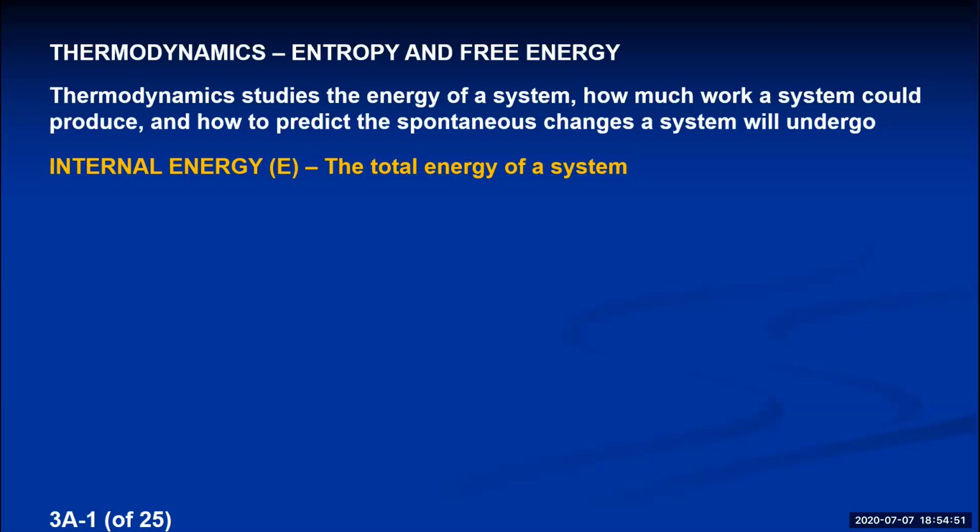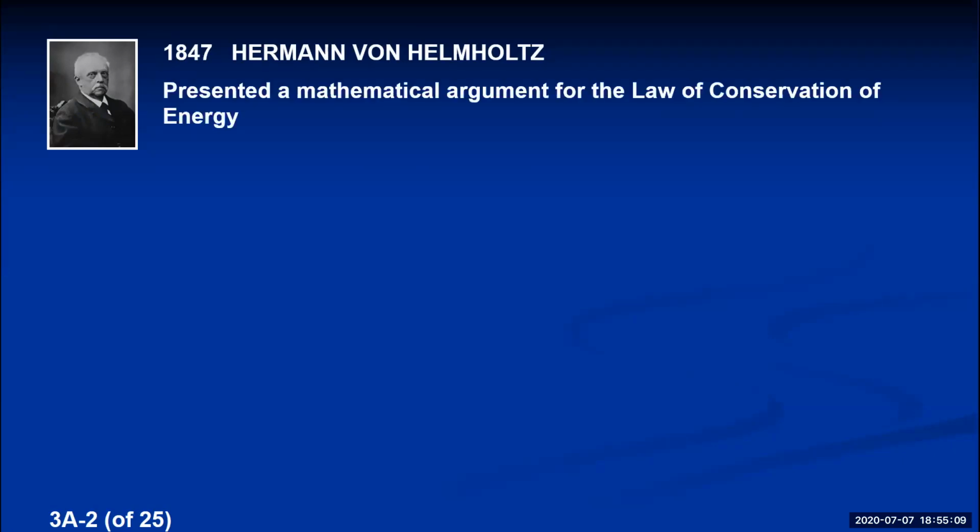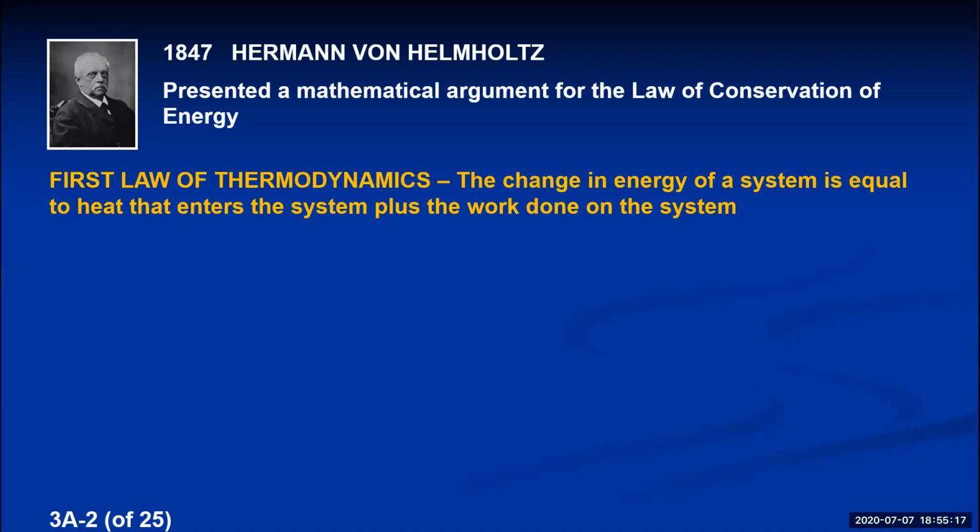And what we found is that any time a system undergoes a type of change, it can absorb or release energy, but when it does, energy is always conserved. Energy is conserved during all processes. In 1847, Hermann von Helmholtz presented a mathematical argument for this concept, which was known as the law of conservation of energy. And today we call this the first law of thermodynamics.